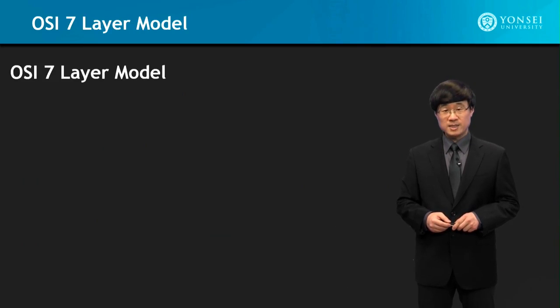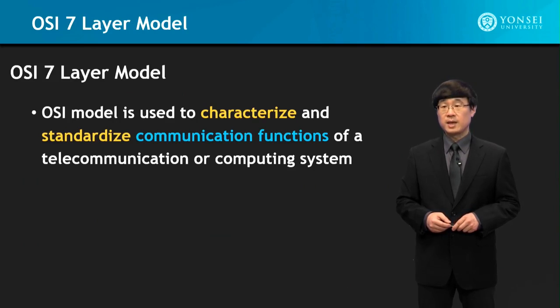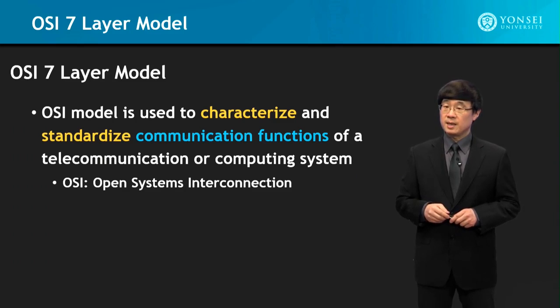Now let's look into the OSI 7-layer model. Here, this model is used to characterize and standardize communication functions of a telecommunication or computing system. The OSI stands for the Open System Interconnection.